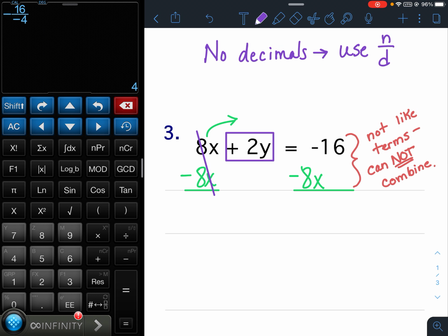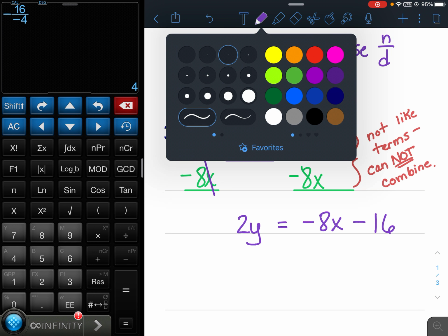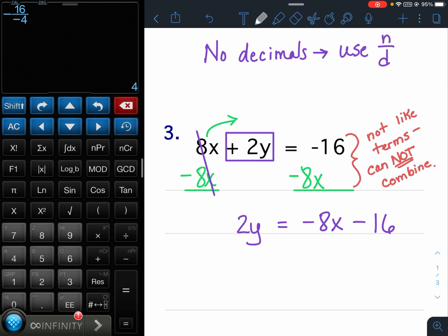So the 8x's will cancel. I'll bring down my 2y, my equal sign. And when you bring it down, always put the constant term last. So I want my variable term x first and my constant term last. And now this becomes a one-step equation. This is multiplication. The opposite of multiplication is division. So I'm going to divide everything by 2. Please be careful with your signs. So these will cancel.